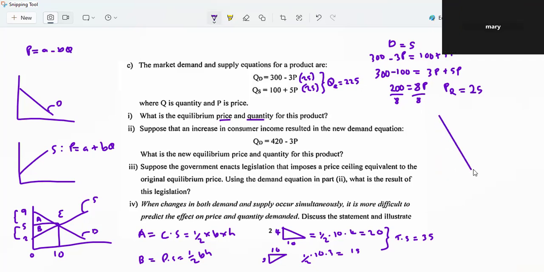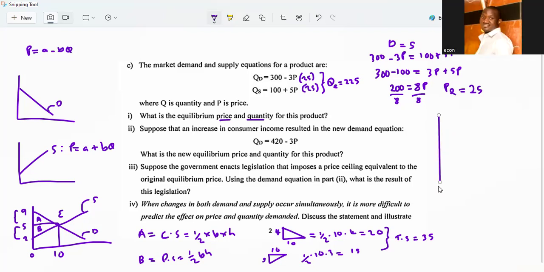Yes. So we now sketch. Demand is what? Down sloping, and supply is what? Up sloping. So we were learning in the previous class how to sketch linear equations. So if you have a linear equation like this one, you put the letters on one side. So Q plus 3P is equal to what? 300.